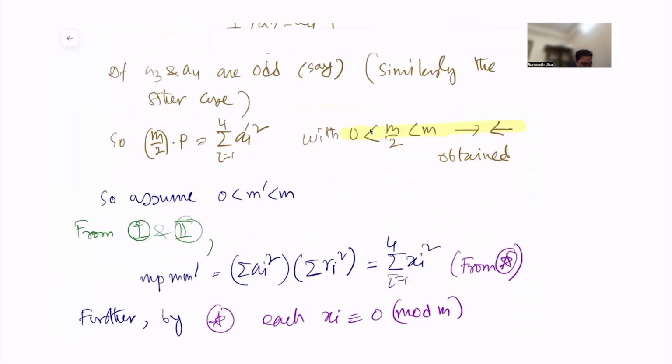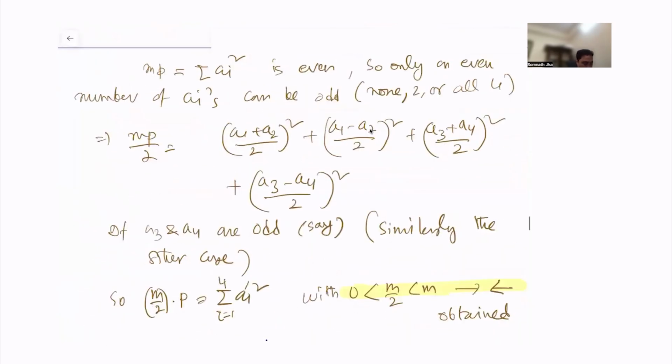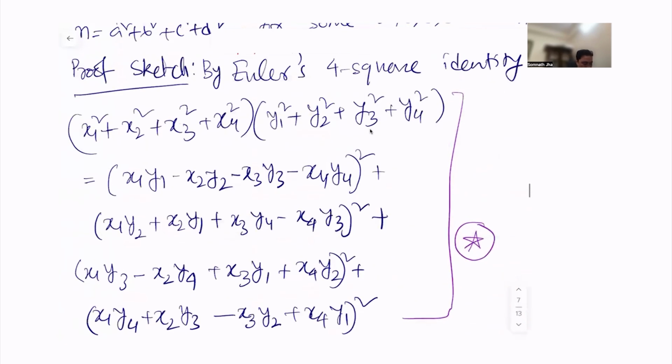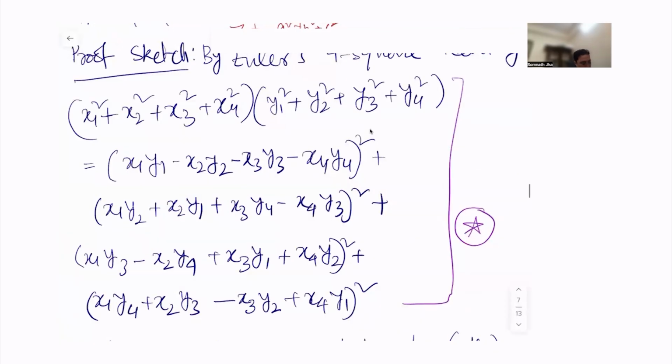And why? Because of this star, right? This is Euler's 4 square identity. If you have a product of two sums of 4 squares, then it is again a sum of 4 squares.